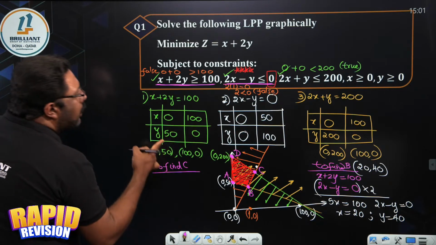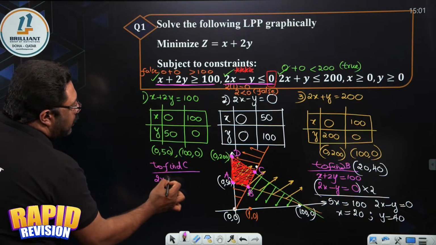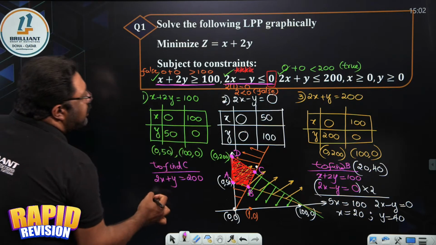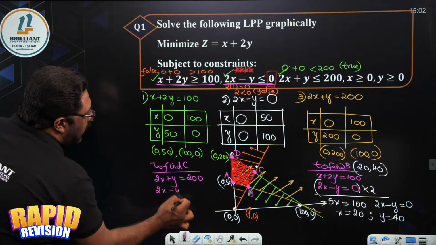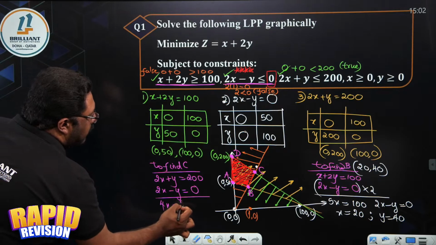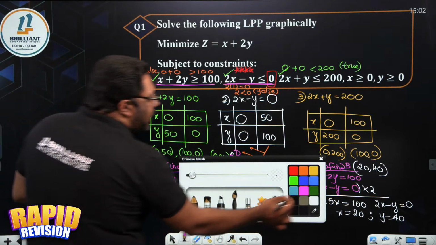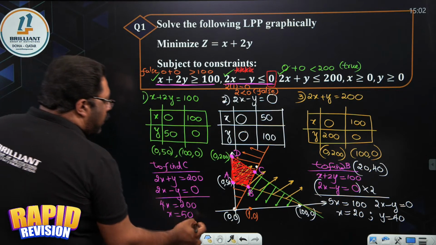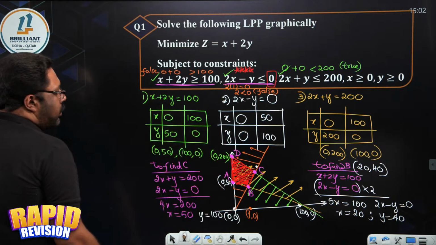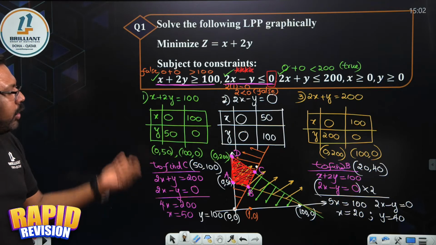C is formed by the green line and the orange line. The green line is 2x plus y equal to 200. Orange line, 2x minus y equal to 0. So 4x equal to 200. X is equal to 50. If x is equal to 50, y is equal to 100. So I got the value of C, which is (50, 100). So this is what you have to find.